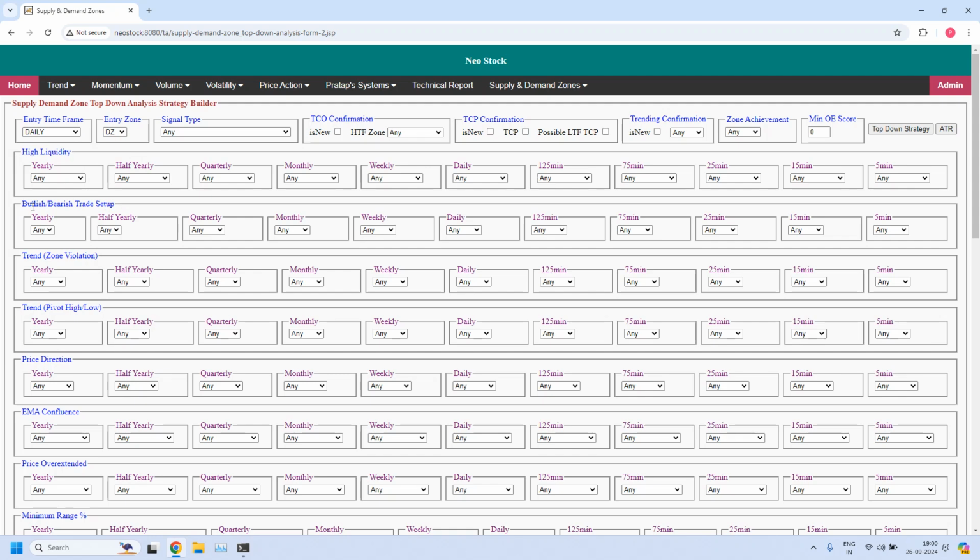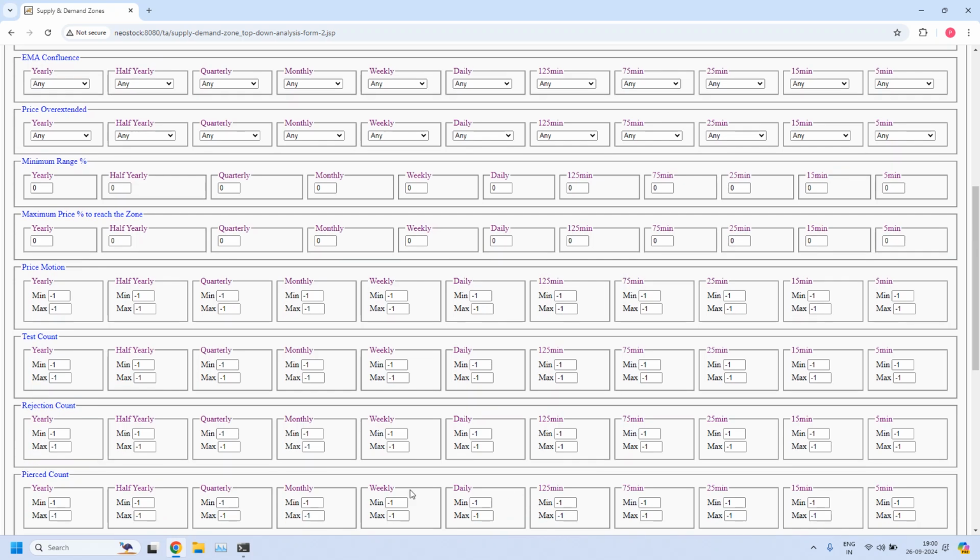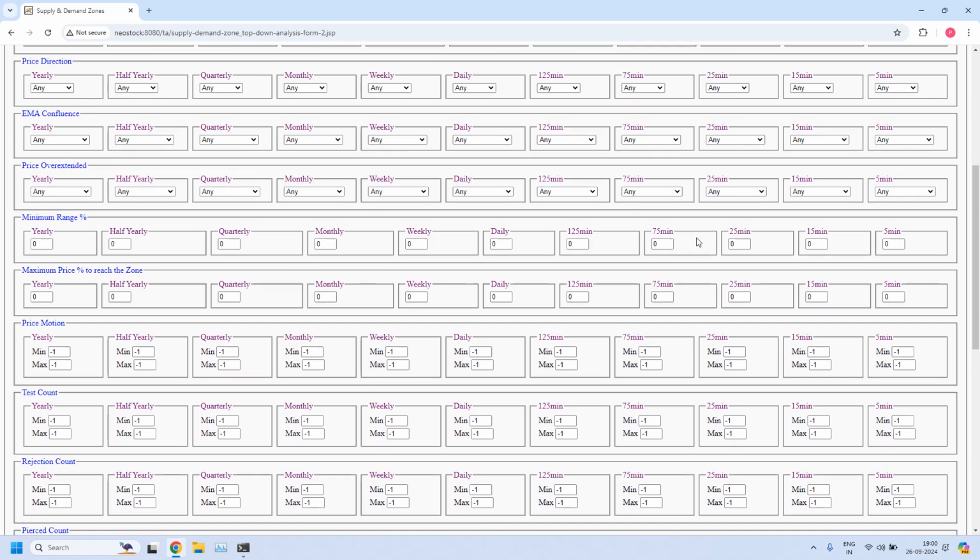In bullish or bearish trade setup at a daily time frame, I am selecting bullish. The daily demand zone should not be pierced. So in the pierced count at a daily time frame, I am setting minimum value 0, maximum value 0. That means pierced count should be 0. Pierced count 0 means zone is not pierced.